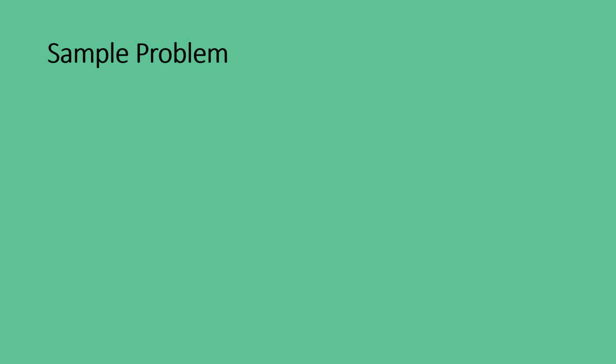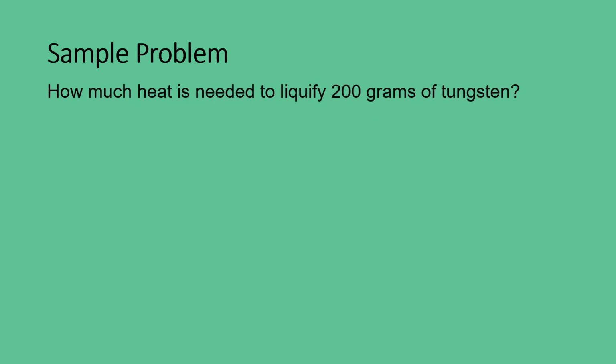To better understand the concept of latent heat, let us solve a problem. How much heat is needed to liquefy 200 grams of tungsten? Before we solve this, we must first consider that the tungsten should reach a temperature of 3410 degrees Celsius. It is the melting point of the tungsten before we add heat for it to be liquefied.